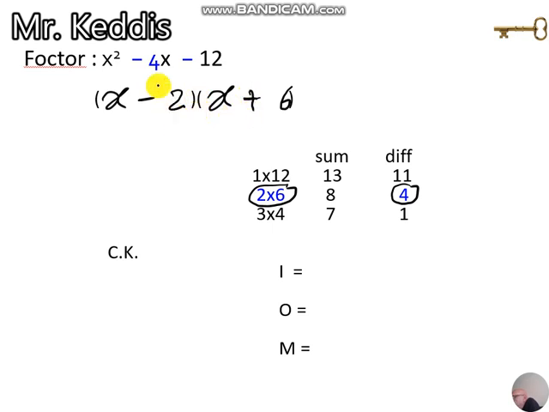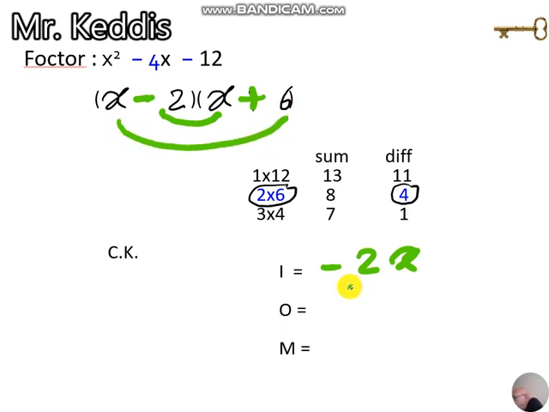To make sure the middle term is negative 4x, I do the inner product and the outer product. With negative, positive, the inner product is negative 2x and the outer product is 6x. When I combine them, I get positive 4x, but here it is negative. So I need to switch the signs to make it negative 4.